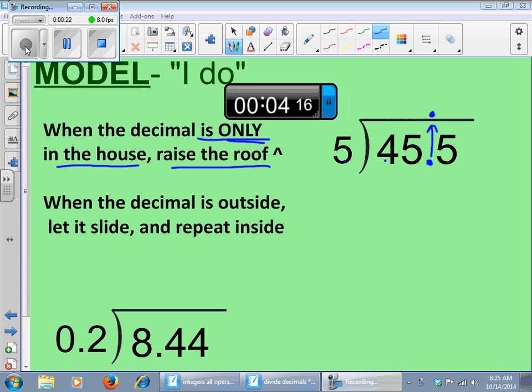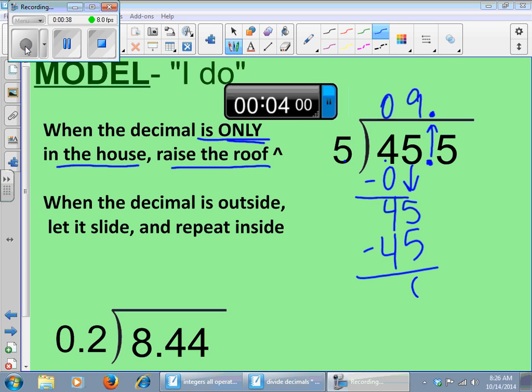5 goes into 4, 0 times. 5 times 0 is 0. 4 minus 0 is 4. Bring down my next digit. 5 goes into 45 9 times. 5 times 9 is 45. Subtract, I get no remainder.